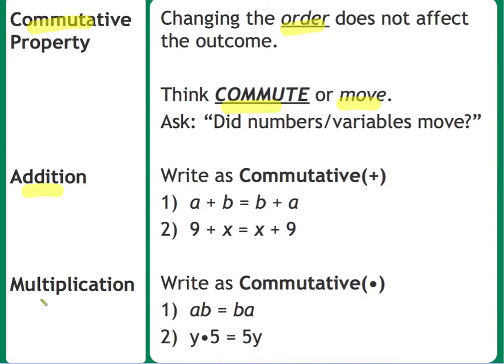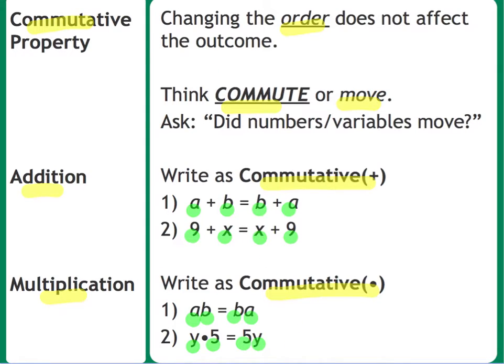It works for addition, and it works for multiplication, and we write it as the commutative property of addition or the commutative property of multiplication. Notice a plus b is equivalent to b plus a. What happened? The a and the b commuted and they changed location. They moved. 9 plus x is equivalent to x plus 9. The 9 and the x commuted. It works for multiplication too. A times b is equivalent to b times a, and y times 5 is equivalent to 5 times y.